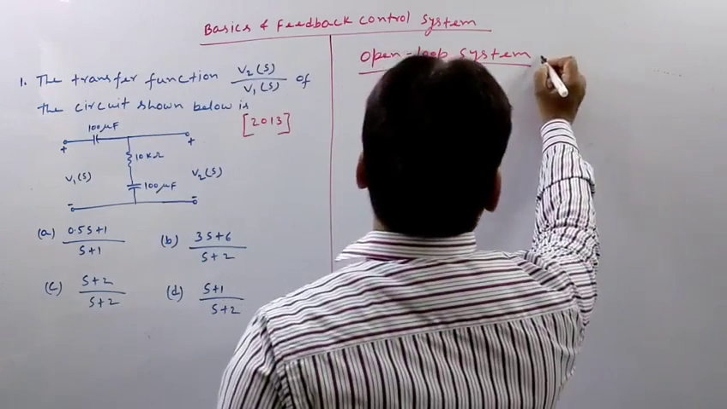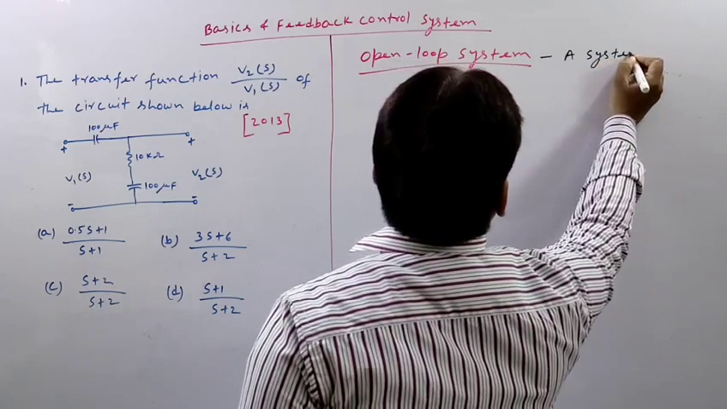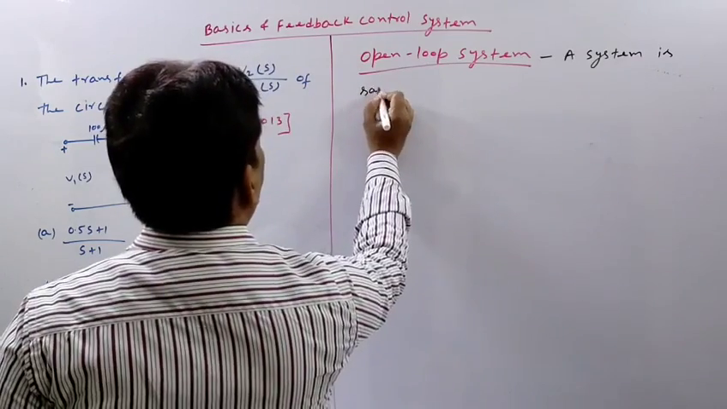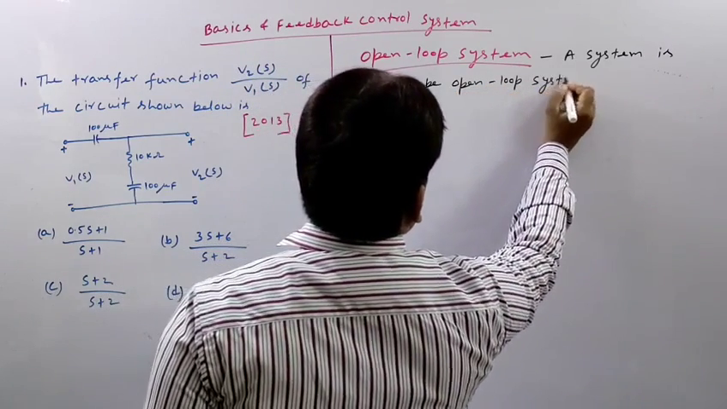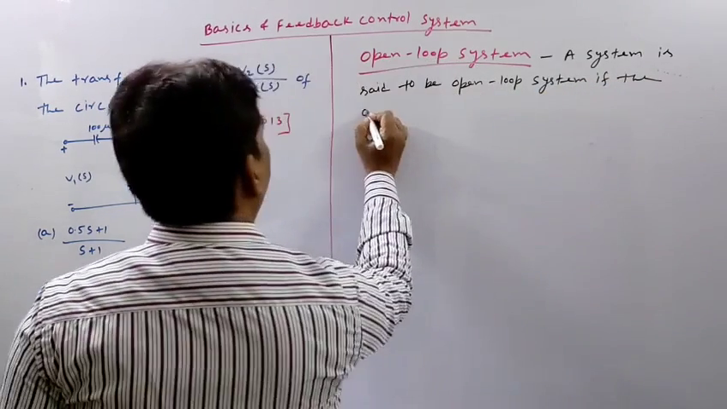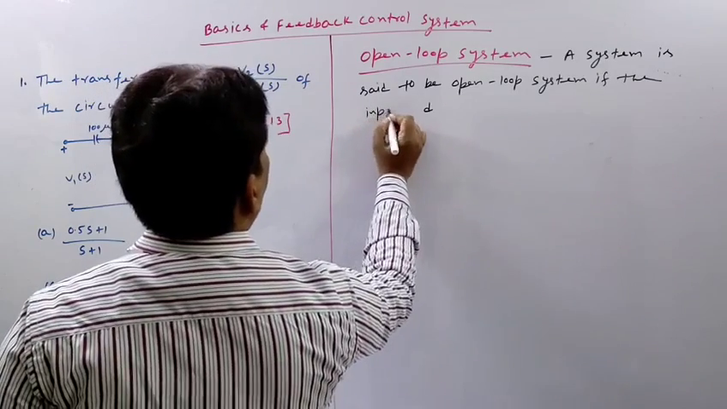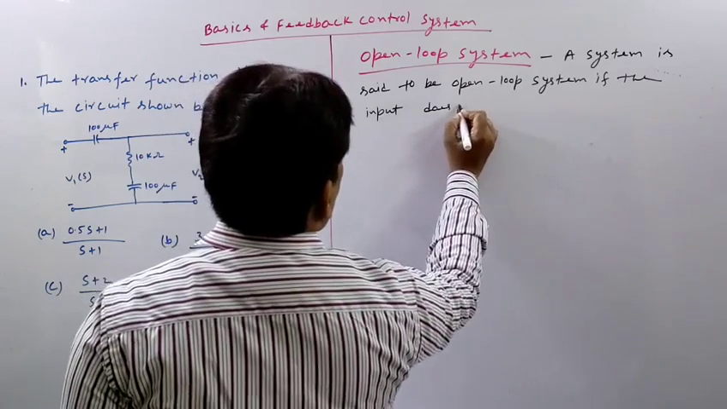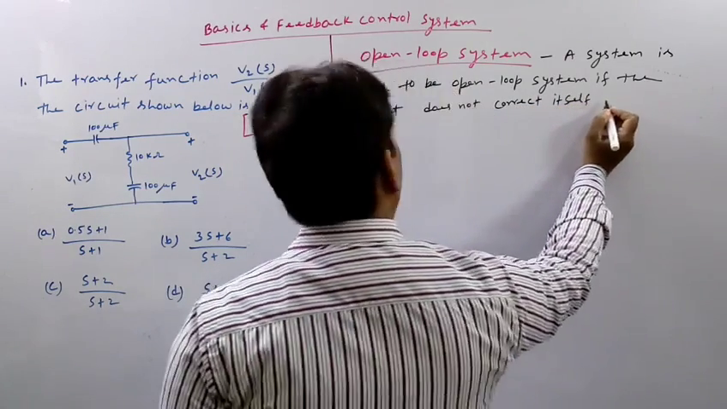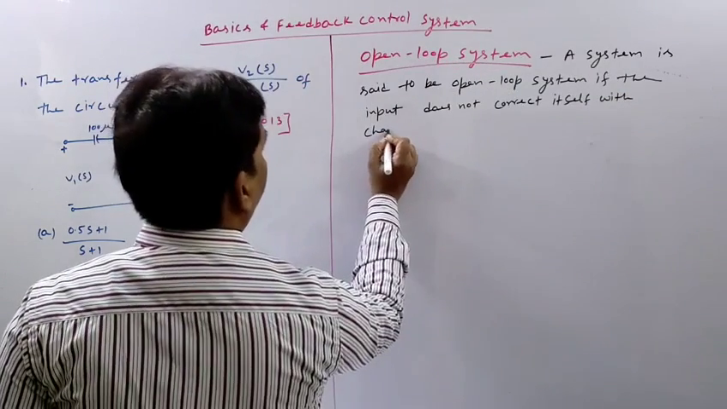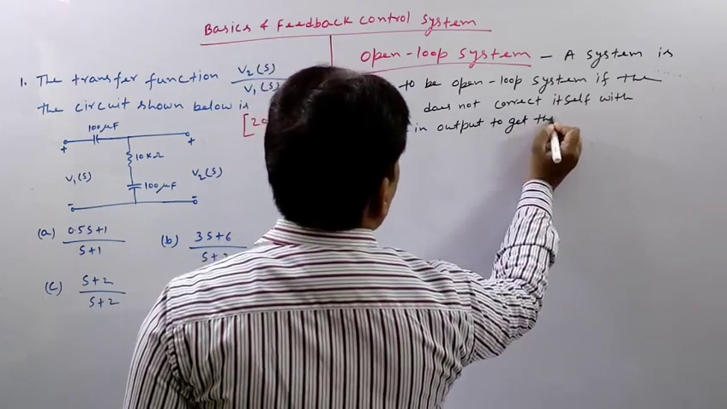So its definition is: a system is said to be an open loop system if the input doesn't correct itself with change in output to get the desired output.